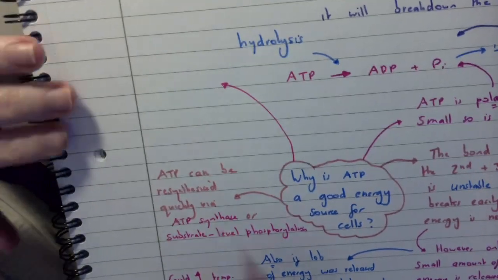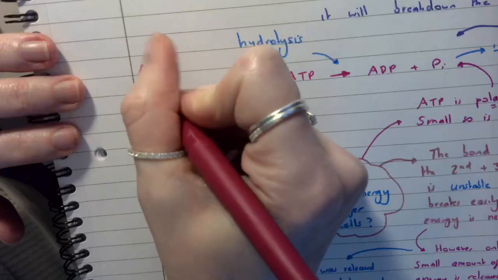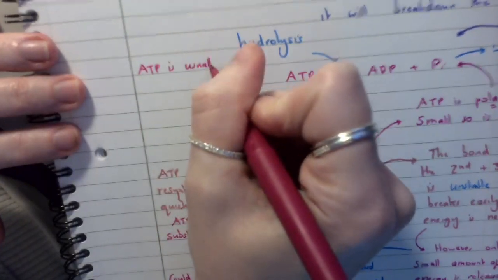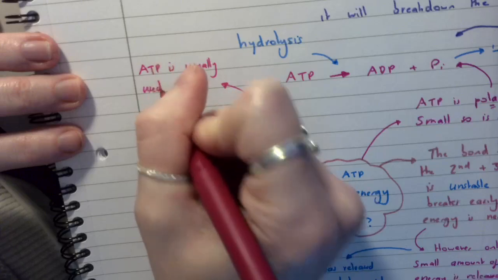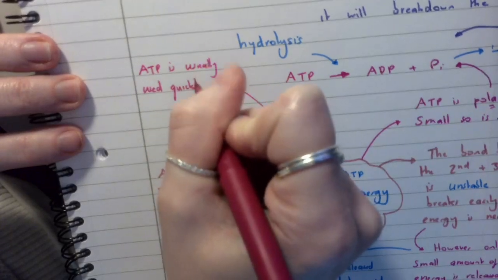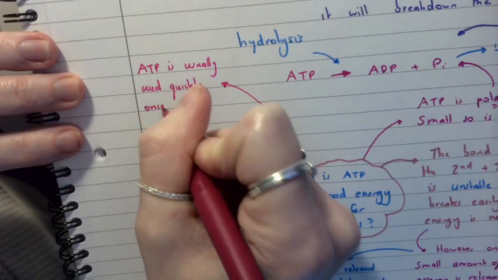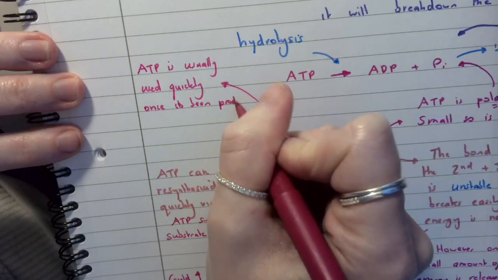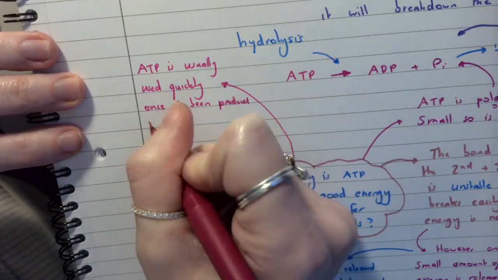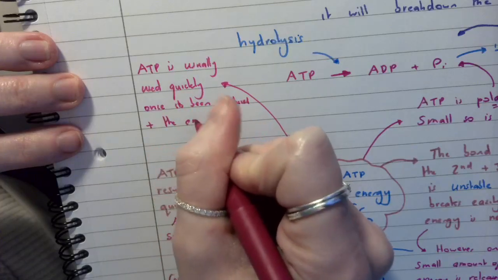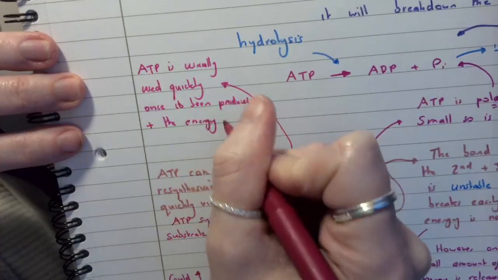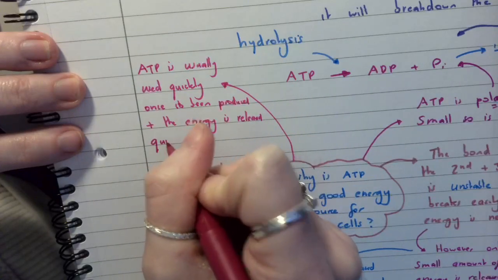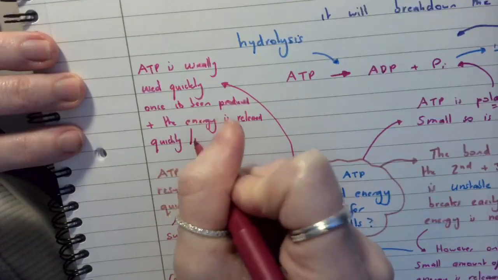So the next thing I want to write down is ATP is usually used quickly once it's been produced, and the energy is released quickly or instantaneously.